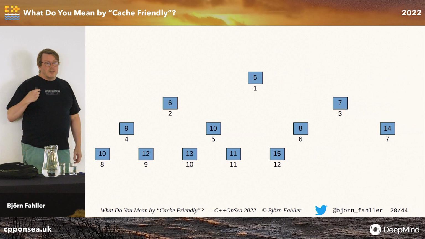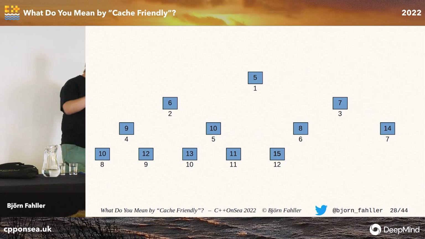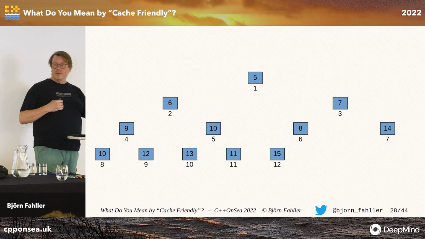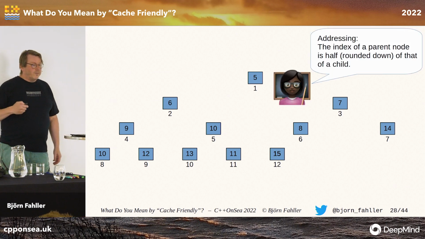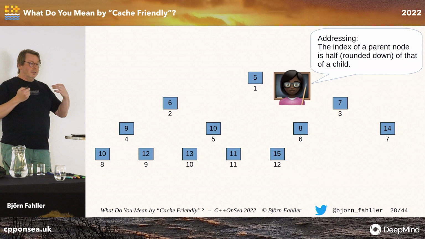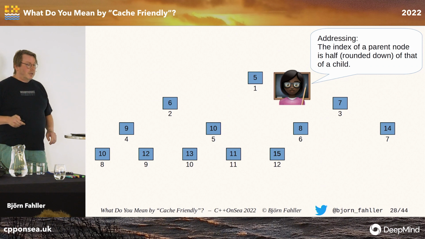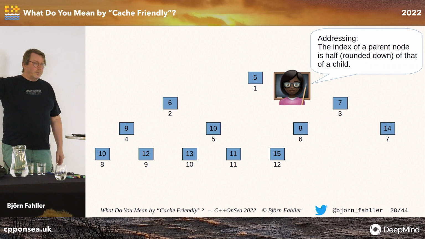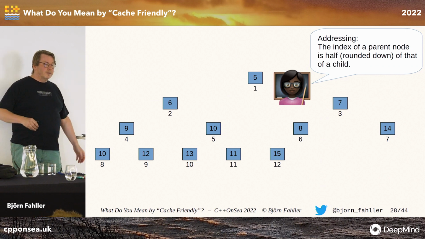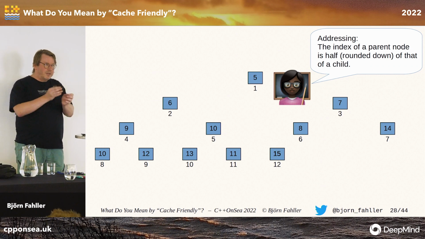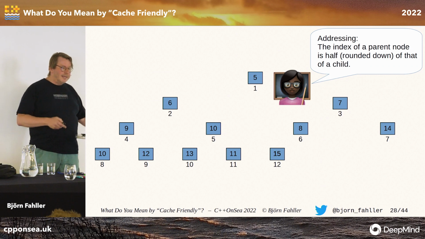And the cool thing with this is if we number the nodes, so we have 1 at the root, its children are 2 and 3, and 2's children are 4 and 5, we can see that the index of a parent of a node is the index of the node divided by 2, rounded down. So the rightmost one, that has 14, node number 7, its parent is 3, because 7 divided by 2 rounded down is 3.